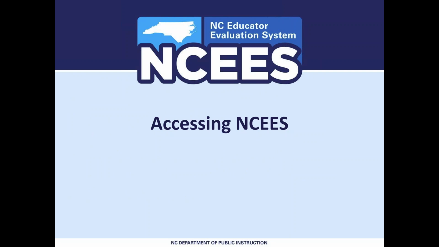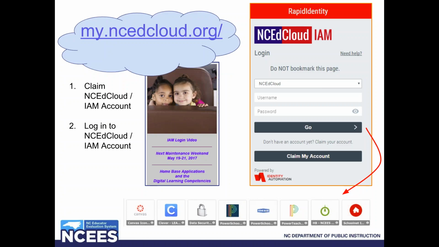Let's review accessing the North Carolina Educator Evaluation System. Everyone accesses NCEES via the IAM or NCEED cloud. There are some icons shown on the screen. Not everyone will have the same icons as it depends on your role in the system, whether it be teacher, administrator, student, or NCDPI employee. The green circle icon is the North Carolina Educator Evaluation System.